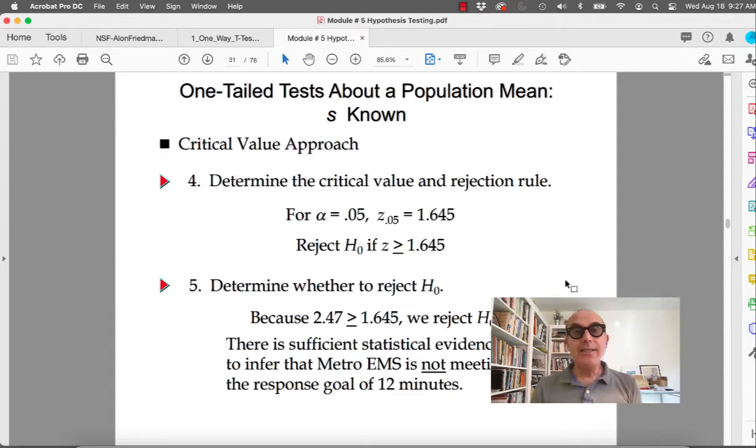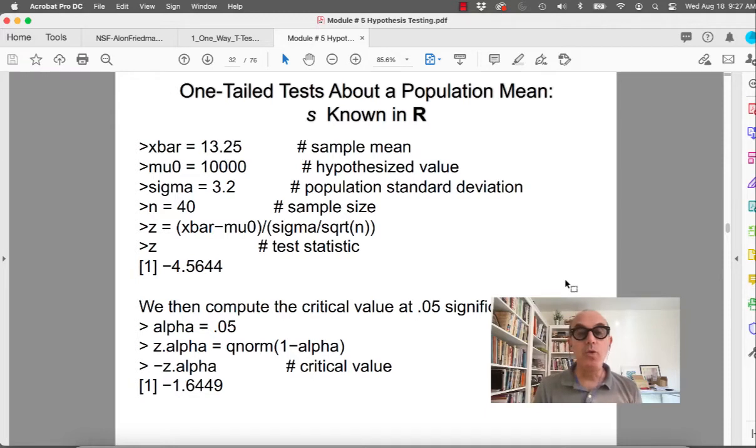I give you an example of a one-tail test about the population mean, sigma known, and this is how we will do that. In this case, I will calculate the same calculation. I will calculate the x bar, which is the sample mean, 13.25, and the hypothesized value, and the sigma, the population standard deviation, and the sample size will be 40. So in this case, z is equal to x bar minus mu 0, divided by sigma divided by the square root of n.